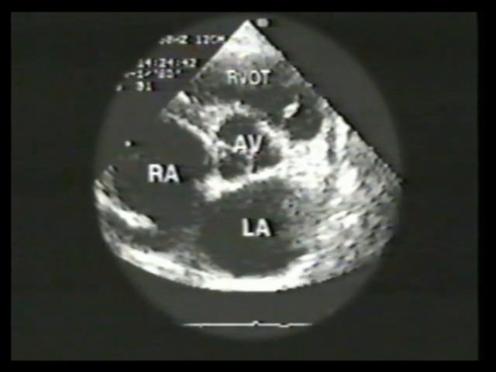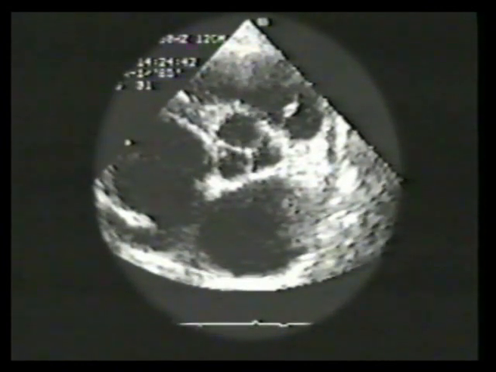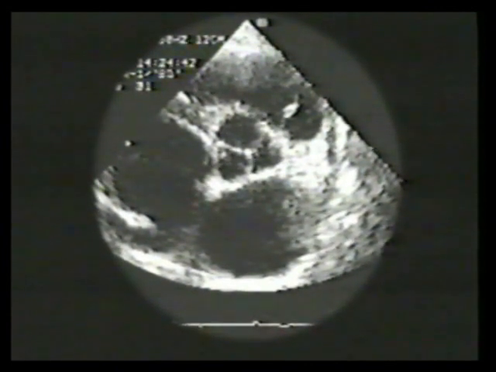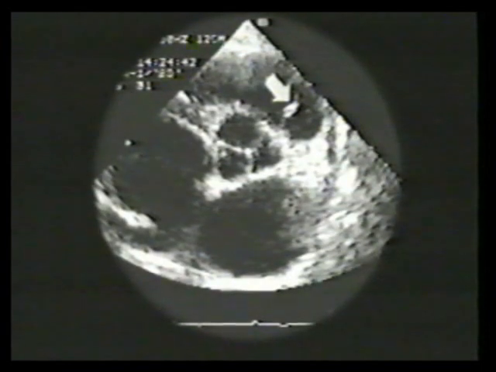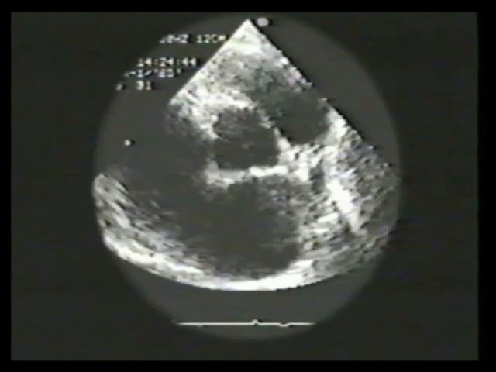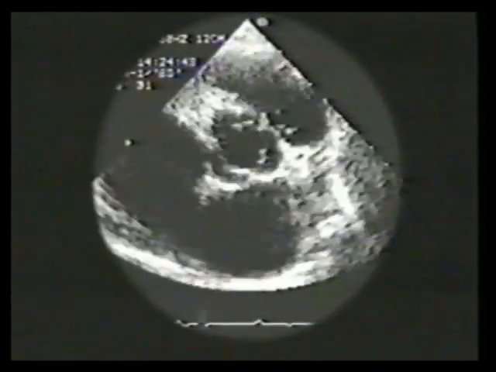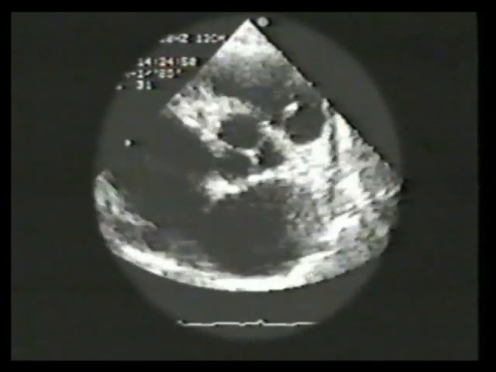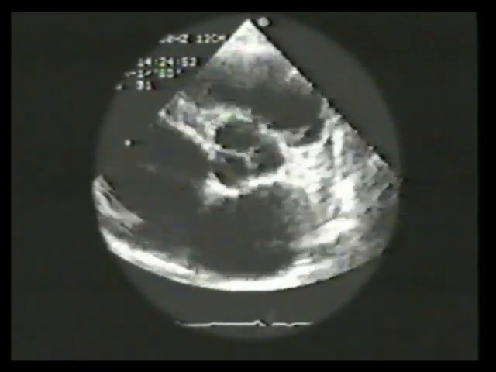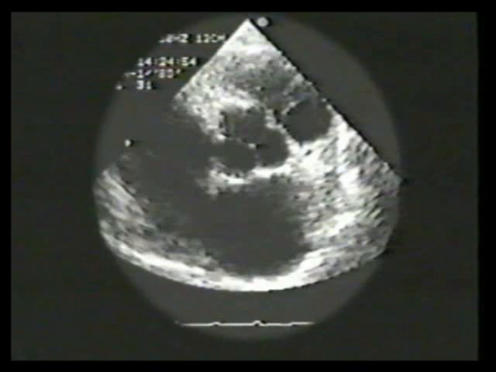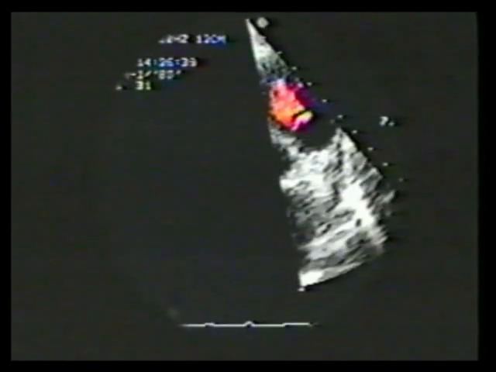This patient has cardiac amyloidosis. The mild increased thickness of the aortic and pulmonary valves is due to amyloid deposition. The spatial extent of the regurgitant color signals is slightly greater than that of the previous case.